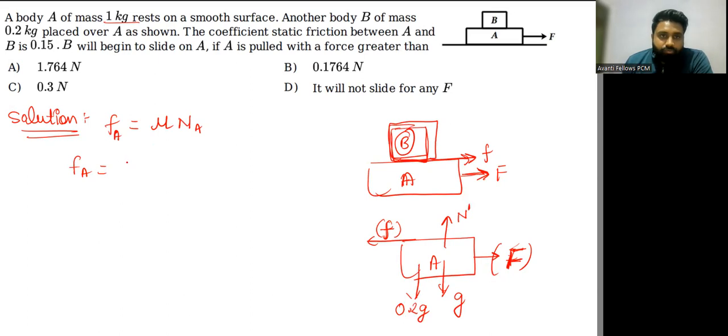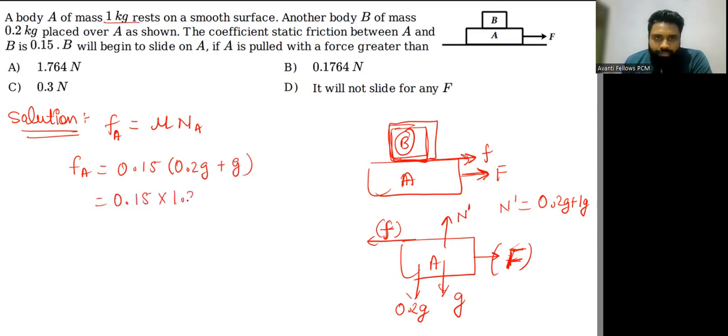This FA is equal to mu, which is 0.15, into NA. NA is the net normal reaction. So N dash is equal to 0.2 G plus 1 into G. So NA is nothing but N dash, which is 0.2 G plus G. So we have 0.15 into 1.2 times G, which is 10.